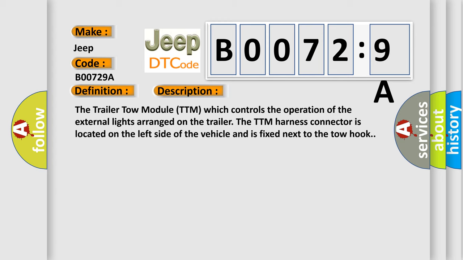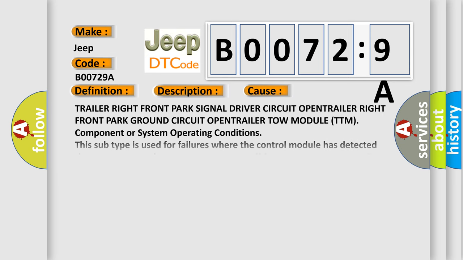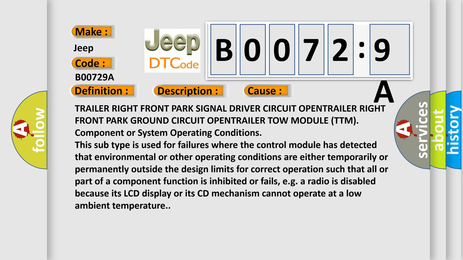The trailer tow module TTM, which controls the operation of the external lights arranged on the trailer, the TTM harness connector is located on the left side of the vehicle and is fixed next to the tow hook. This diagnostic error occurs most often in these cases: trailer right front park signal driver circuit open, trailer right front park ground circuit open, trailer tow module TTM component or system operating conditions.